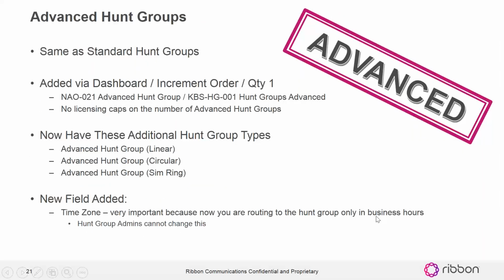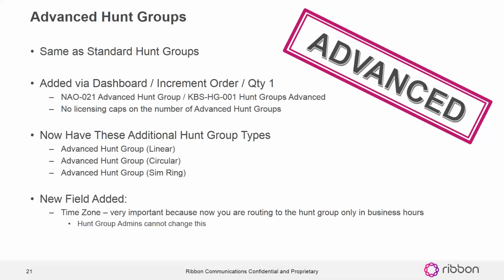Advanced hunt groups. A lot of people don't know that there's something called advanced hunt groups. And you can go in, there's no charge. It's basically the same as a standard hunt group in call answering groups, but you have to go in the dashboard, increment inventory, and add either advanced hunt group NA0021, which is the baseline that you may have created products under. If you haven't created products around these, you may want to do this.